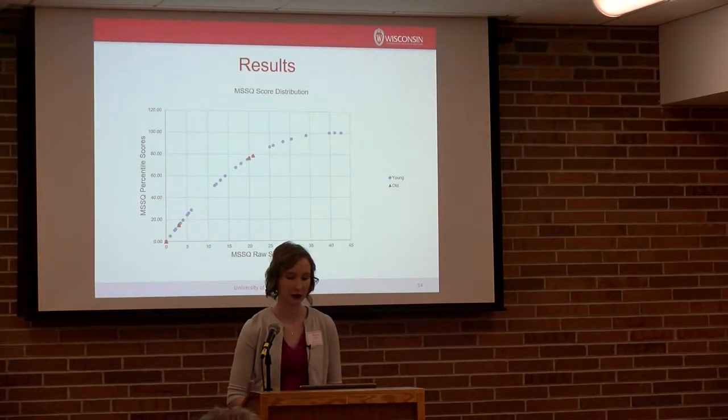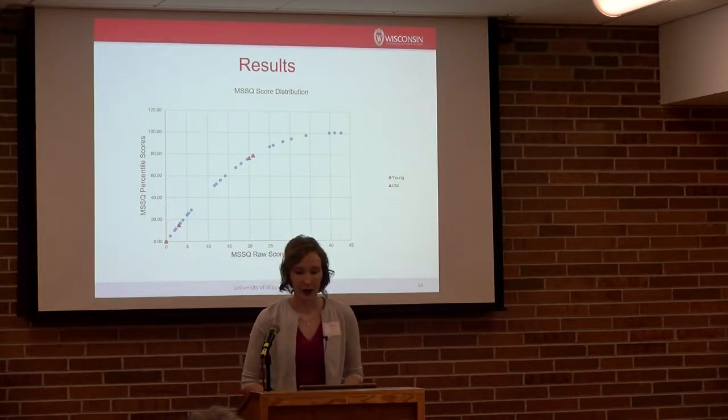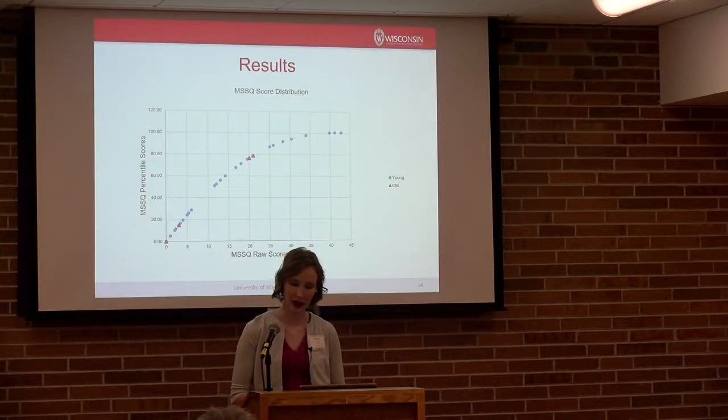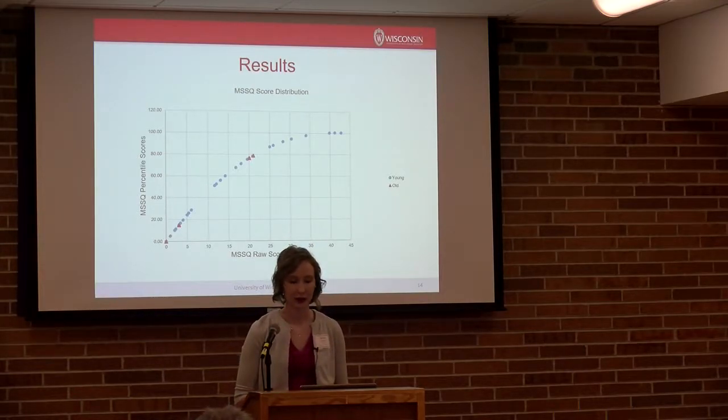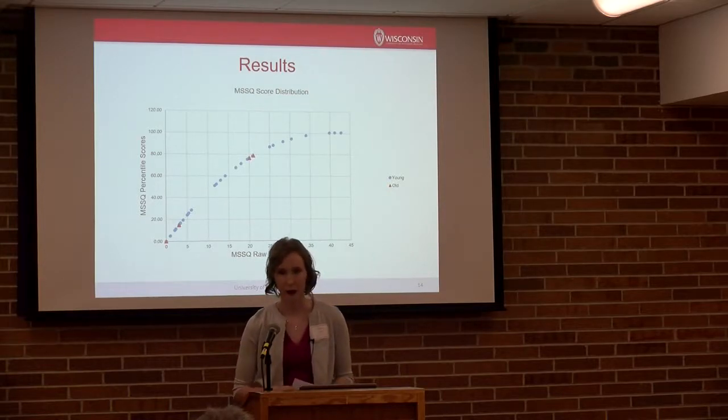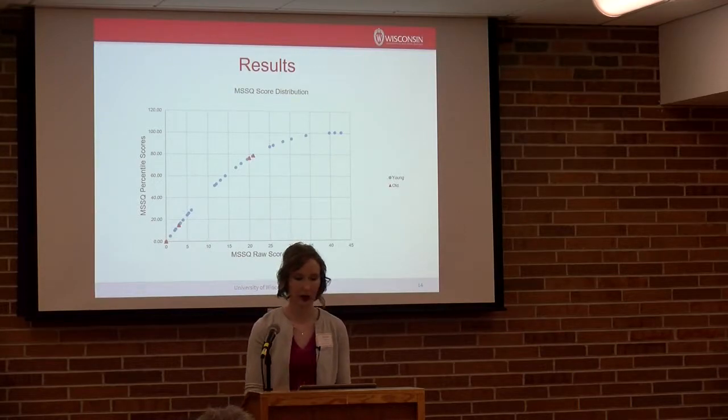So my results, this is a graph of the MSSQ motion sickness questionnaire raw scores on the x-axis versus the MSSQ percentile score on the y. And as you can see, I have a great spread. Some people on the very right are very susceptible to motion sickness, and people on the left don't really experience motion sickness. Young participants are the blue dots, and my older group is the orange triangles. And some of them are overlapped, so it's hard to see.